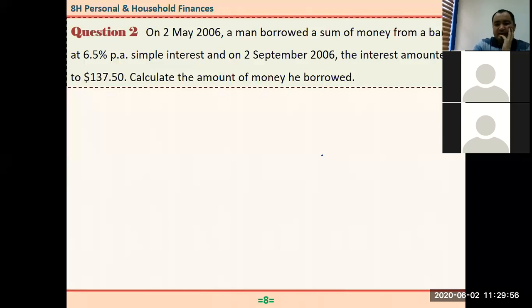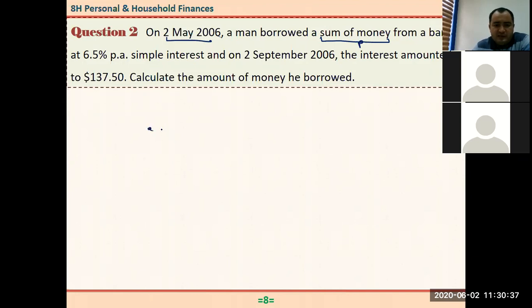Example 2, okay. Let's also solve example 2 and maybe three examples from exercise 8H, and after that I'll finish our class. Okay, we have 10 minutes. On 2nd of May 2006, a man borrowed a sum of money. How much? I don't know. It is P, right? From a bank at 6.5% per annum simple interest. And on 2nd September 2006, the interest amounted to $137.50. Calculate the amount of money he borrowed.